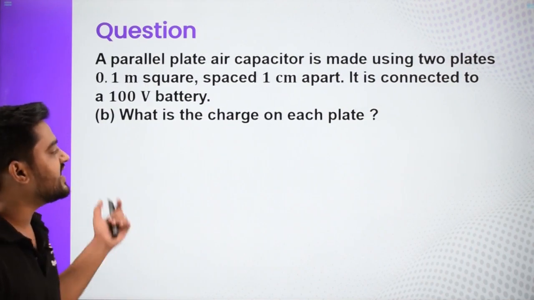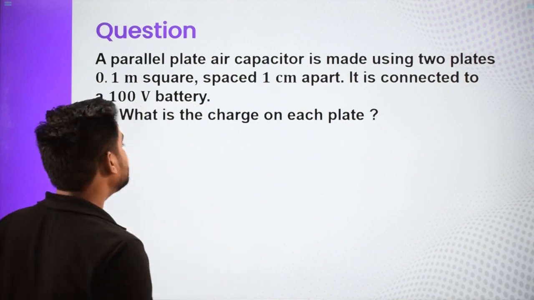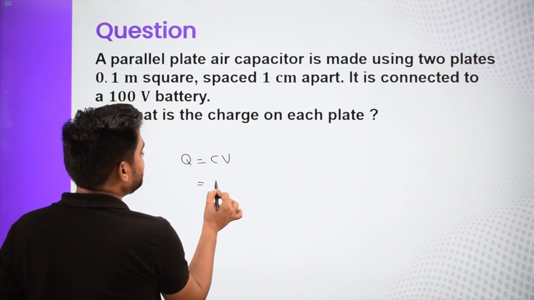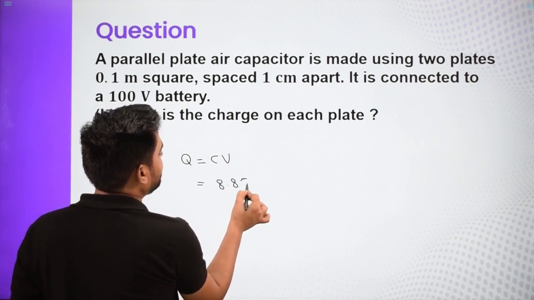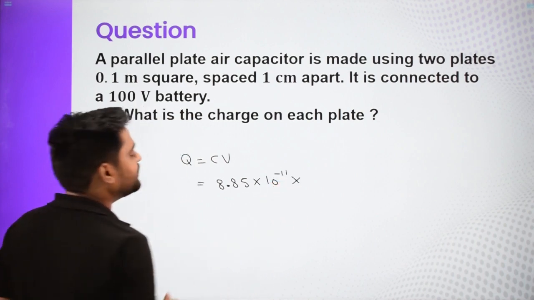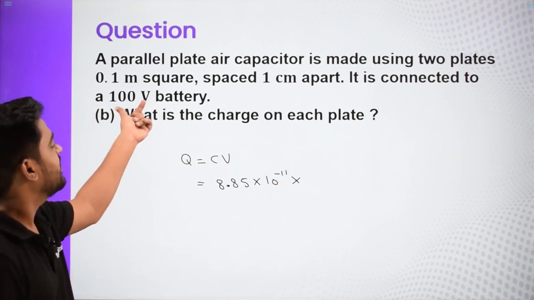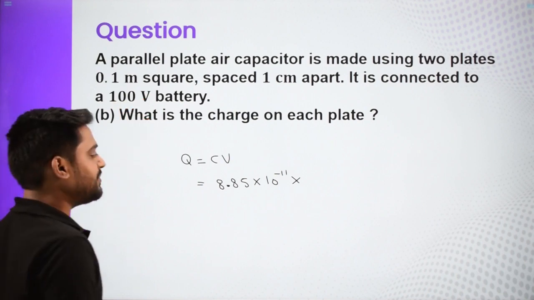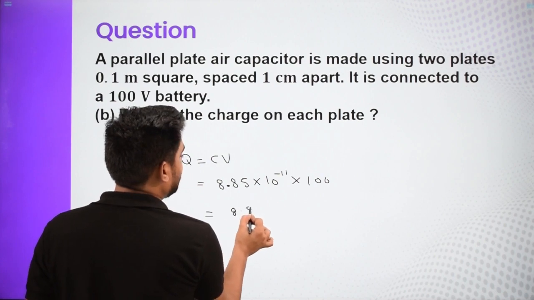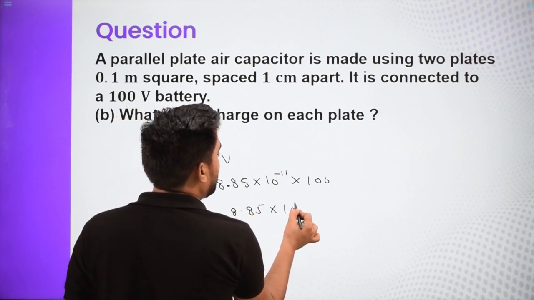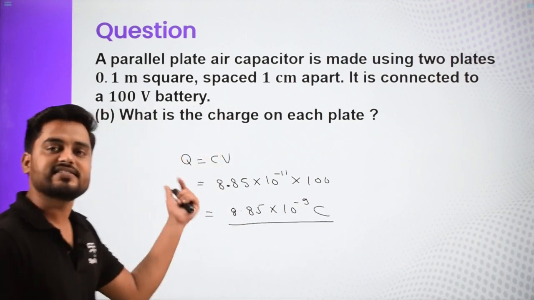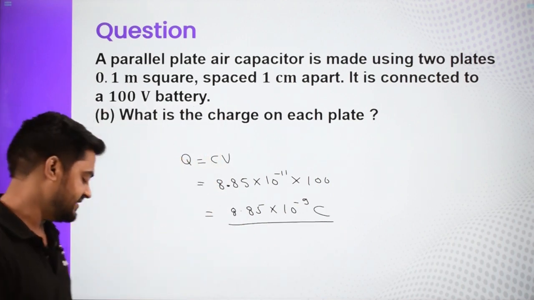The same question is asking what the charge on each plate is. So for charge on each plate, I am just applying the formula Q is equal to CV. And what is C? We just found it, 8.85 into 10 raised to power minus 11 farad. And V is the potential difference between the plates, which is the potential difference applied by the battery, that is 100 volt. That gives me 8.85 into 10 raised to power minus 9. And this is charge, so it is coulomb, again an SI unit because we used everything in SI units.